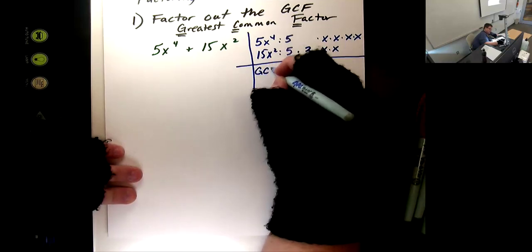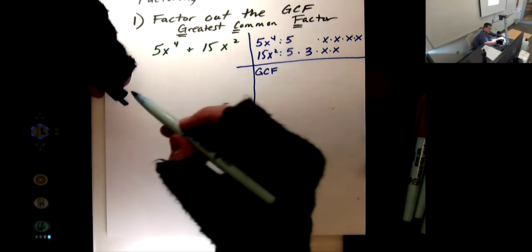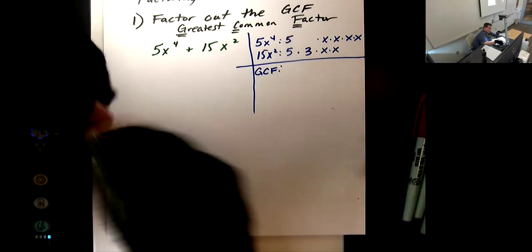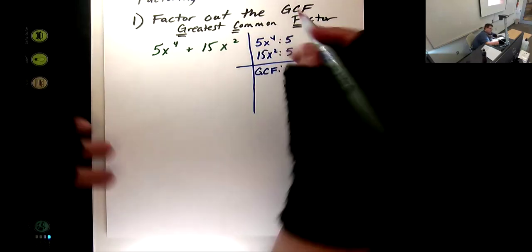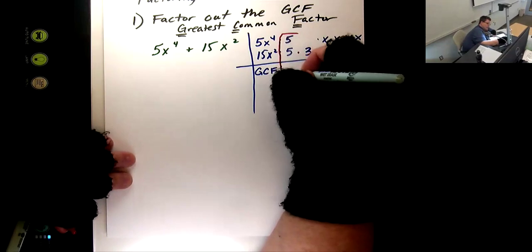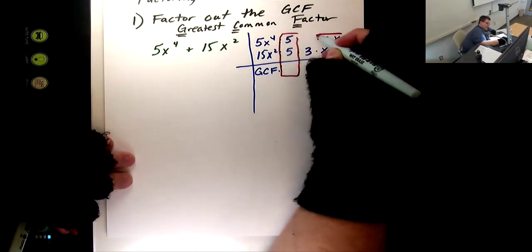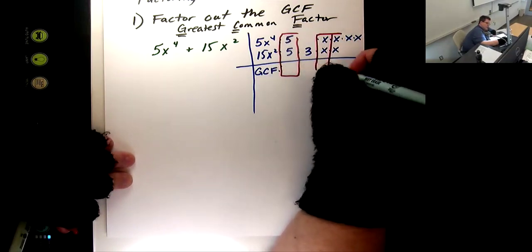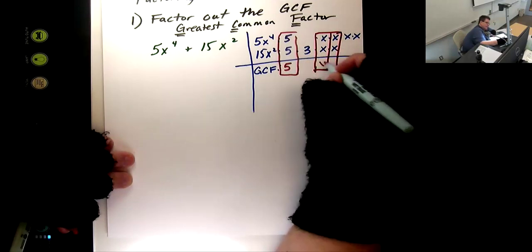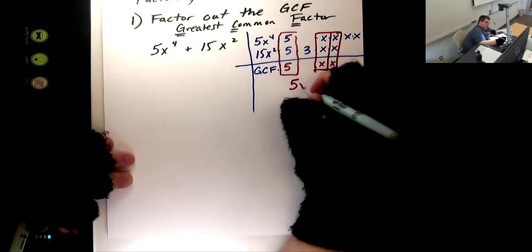So the greatest common factor is 1 from each of the full columns. This is a full column. There's an entry for every row. And these two are full columns. There's an entry for every row. So 5x and x, 5x squared.